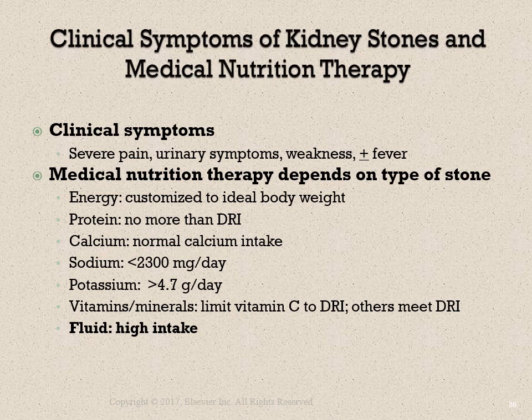Energy is customized to ideal body weight, so intake depends on our patient's weight. Protein, we don't want to take in any more than the DRI. Calcium, normal. Sodium, less than 2,300 milligrams per day. Potassium, more than 4.7 grams per day. Vitamins and minerals: limit vitamin C to the DRI and meet the others. We want to make sure that we're not taking in too much vitamin C.